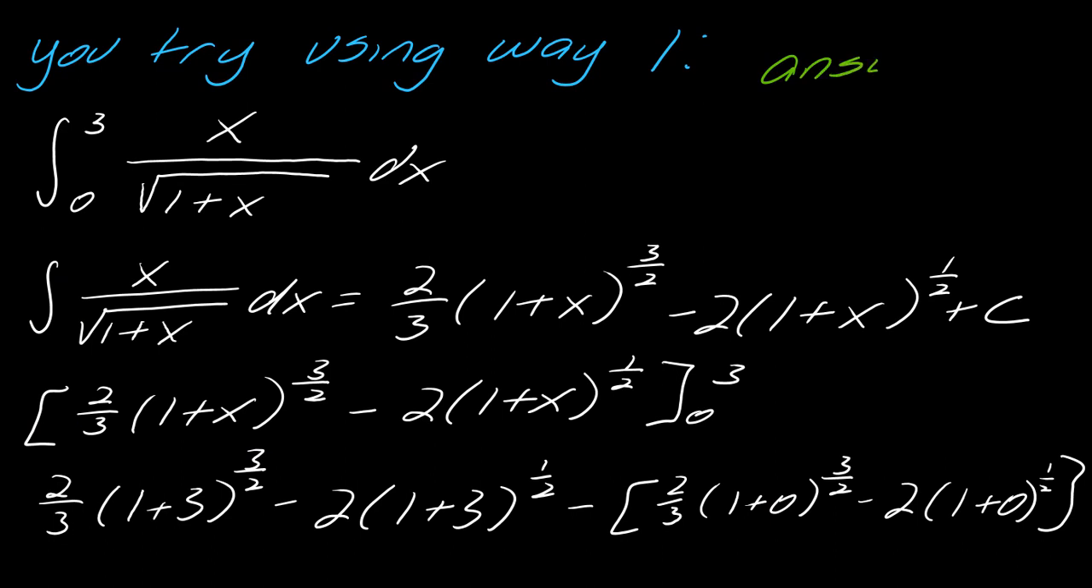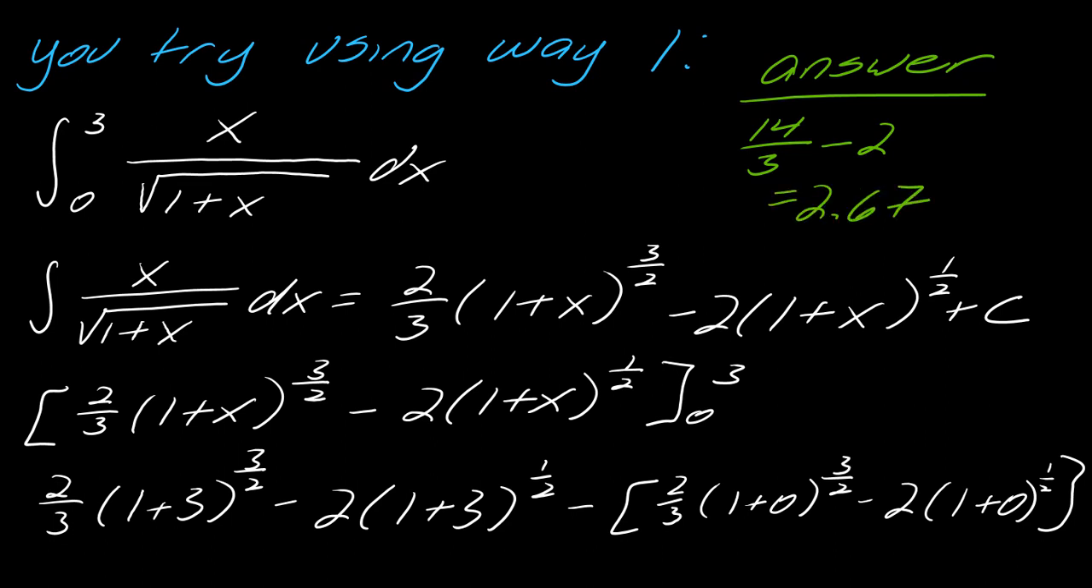So the final decimal that you should have gotten when you plugged all of this in. First of all, you will get a fraction and a whole number. So if you're computing this by hand, you'll get to 14/3 minus 2. And then if you're going for a full decimal, this will ultimately equal 2.67, or you get it in fractional form, whichever way you got the answer. But this is what you should have gotten to after you plugged all this in. Okay, so that's way 1.